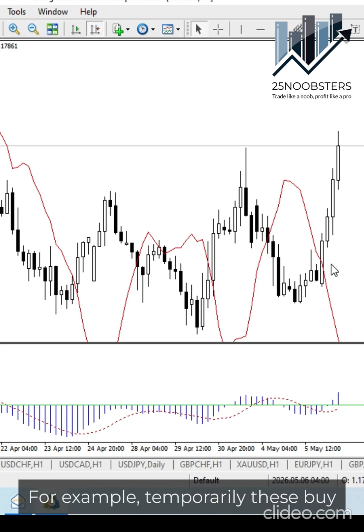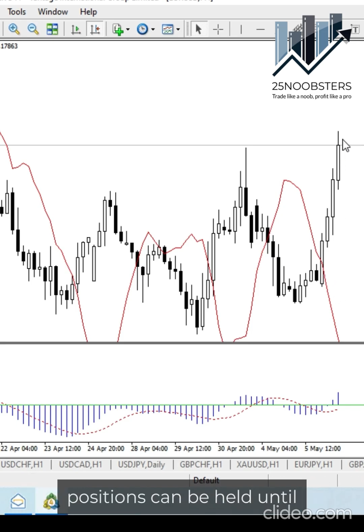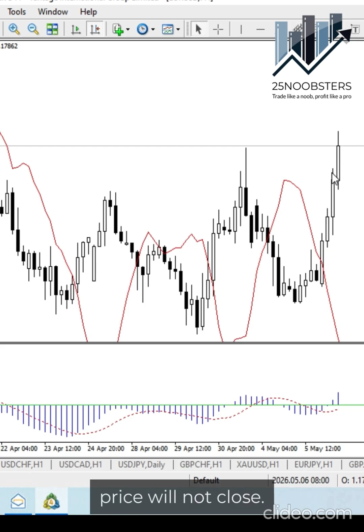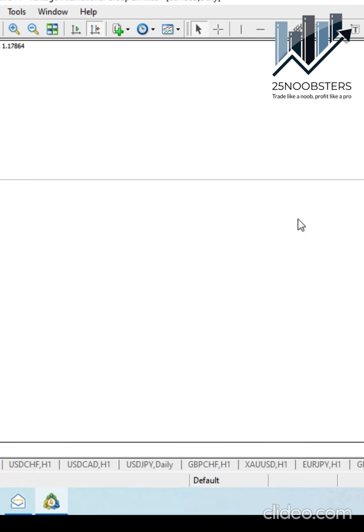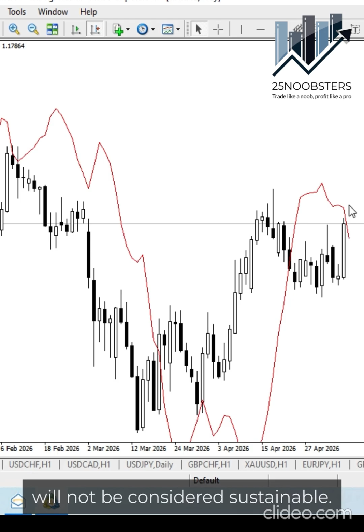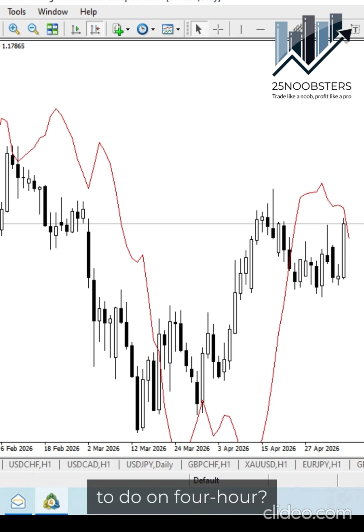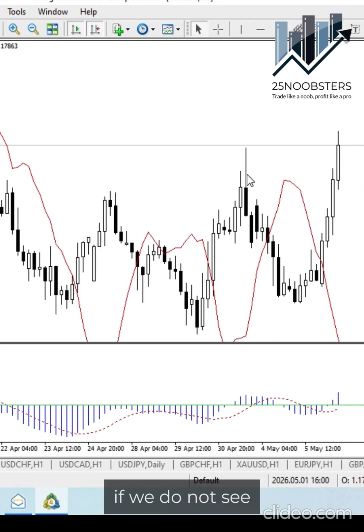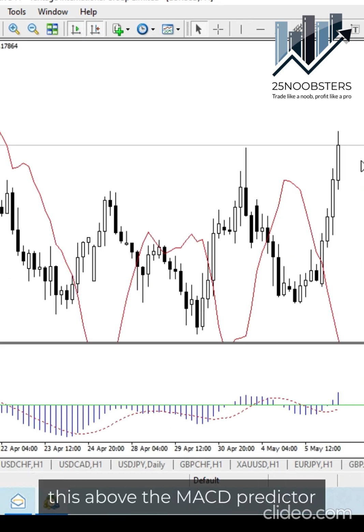For example, temporarily these buy positions can be held until the end of the day. And if the price does not close above the MACD predictor on the daily time frame, then it will not be considered sustainable. And since on the daily time frame it is not sustainably bullish, what are we going to do on the 4-hour? We are simply going to close the buy positions before the end of the day if we do not see the price above the MACD predictor on the daily time frame.